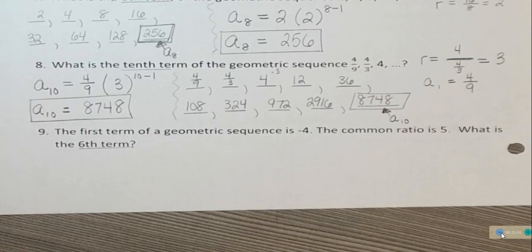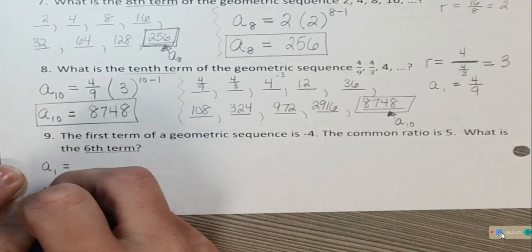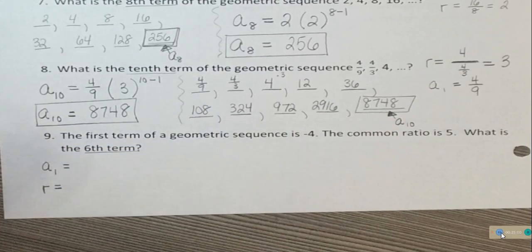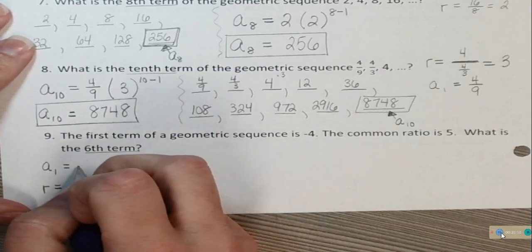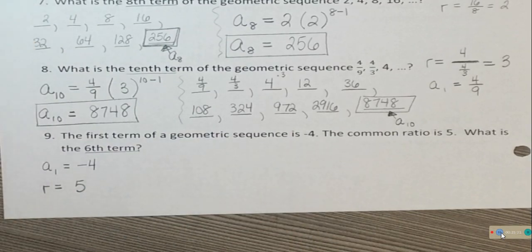All right, so number 9, you worked it out. You can work this either way, but you need to get it straight in your mind. What is your A1? What is your first term? And what is your ratio? Your common ratio or constant ratio? What is your very first term? -4 and your constant ratio of 5. Now, your answer is -12,500.